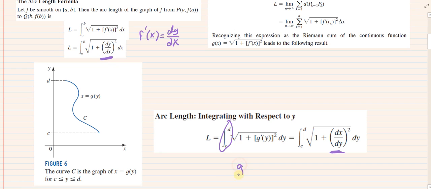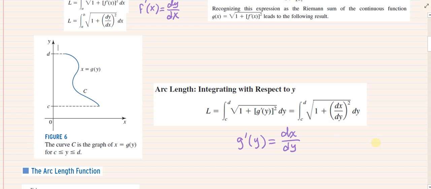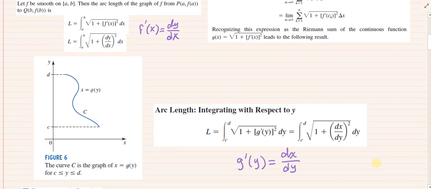In this case, g prime of y is actually dx dy. In other words, we find the derivative with respect to y, where up here we find the derivative with respect to x. Okay, and there we have our formulas. Now, this will give you the arc length for a fixed distance from A to B. So it's going to go, let's say in my figure 6 here, from C to D. So I'm looking at that fixed length.